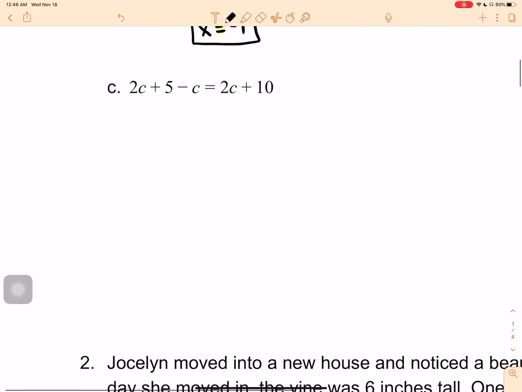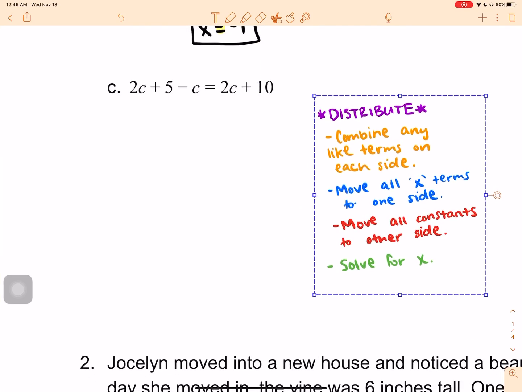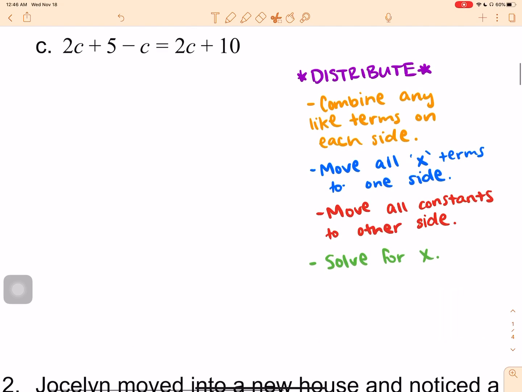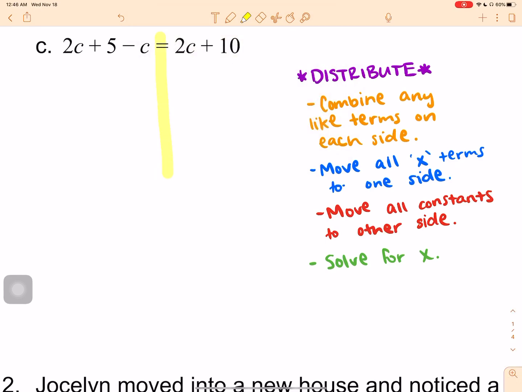All right, so let me go and paste our steps just so you guys have something to follow along with. Okay, so the first thing I would do is draw a line down the equal sign as usual. And we want to check and see, is there anything to distribute? Generally, you're looking for parentheses here. But from what I see here, I don't see anything that we can distribute. But I do see like terms we can combine on the left-hand side.